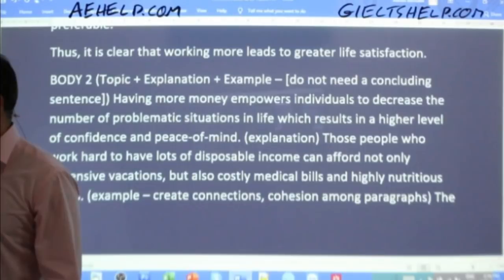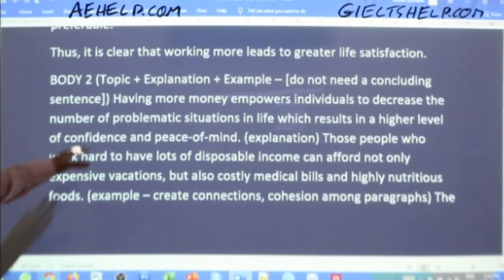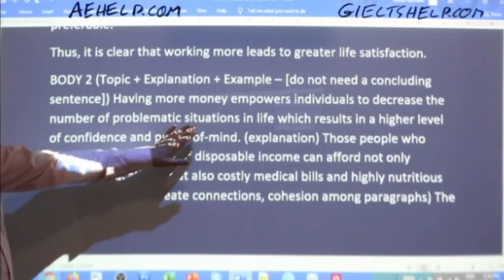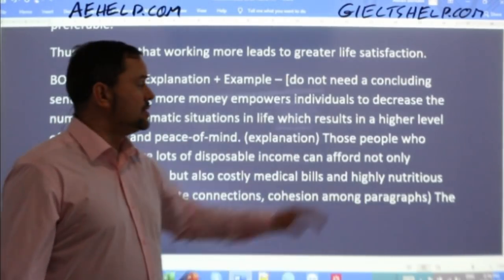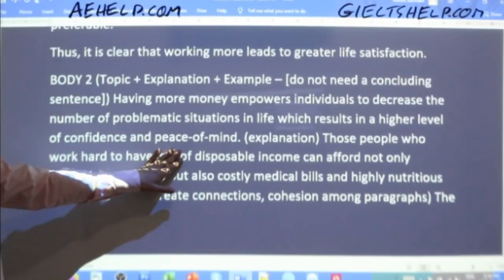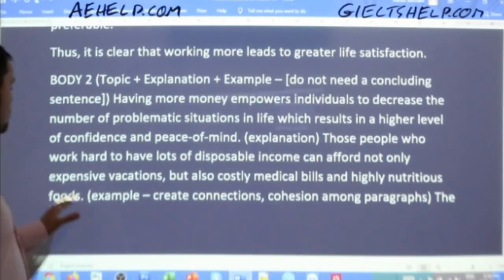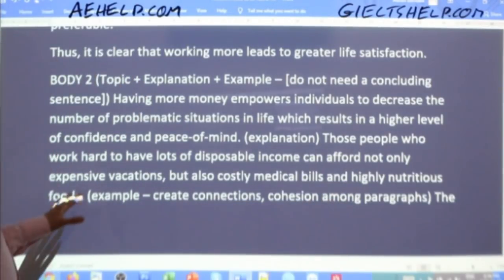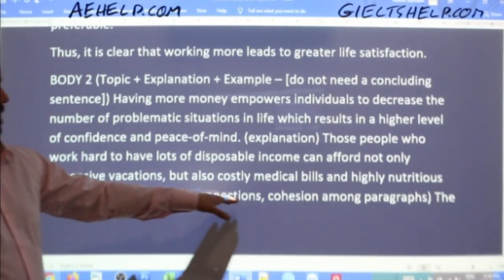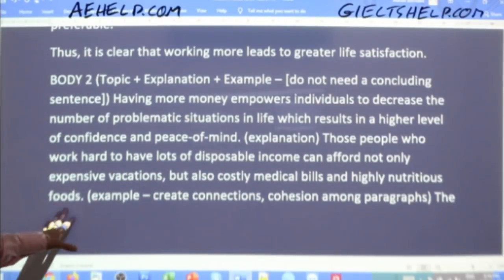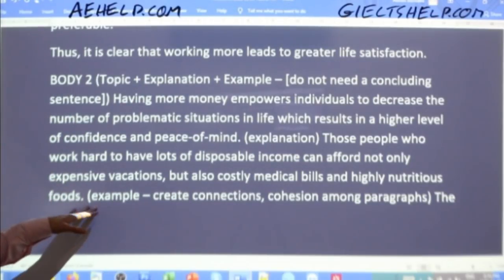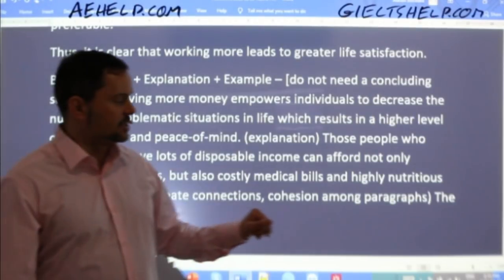Okay, so here is my body paragraph 2. Having more money empowers individuals to decrease the number of problematic situations in life, which results in a higher level of confidence and peace of mind. Those people who work hard to have lots of disposable income can afford not only expensive vacations, but also costly medical bills and highly nutritious foods. Notice how I don't use words like etc. and so on. They're unnecessary. Okay, you don't need to put those kinds of words.